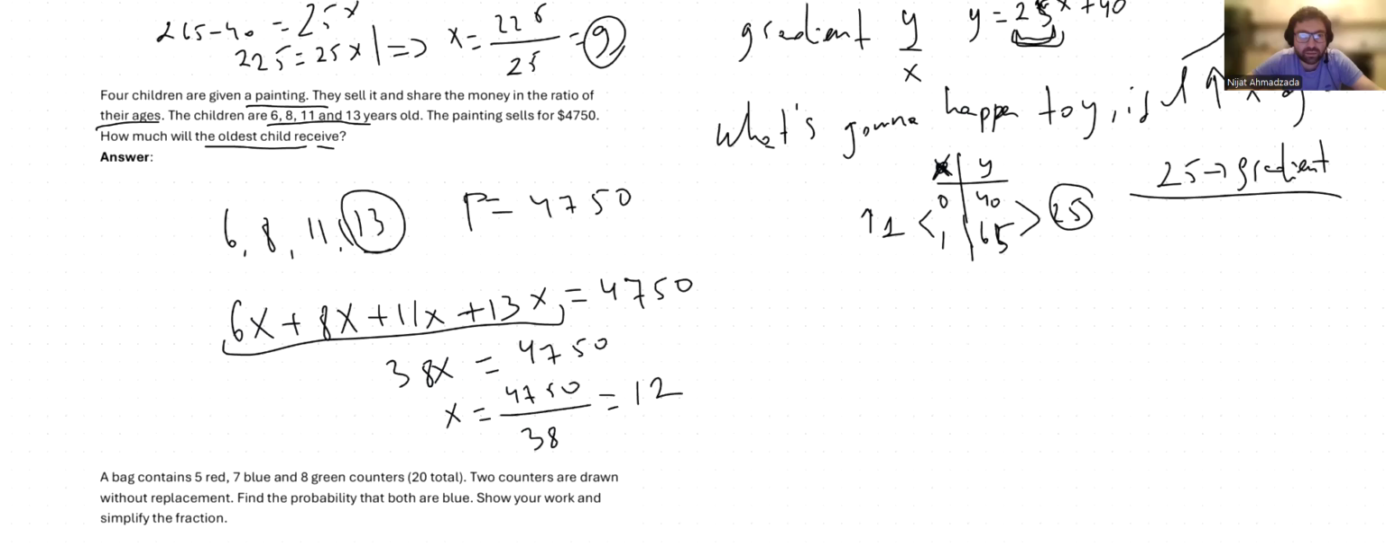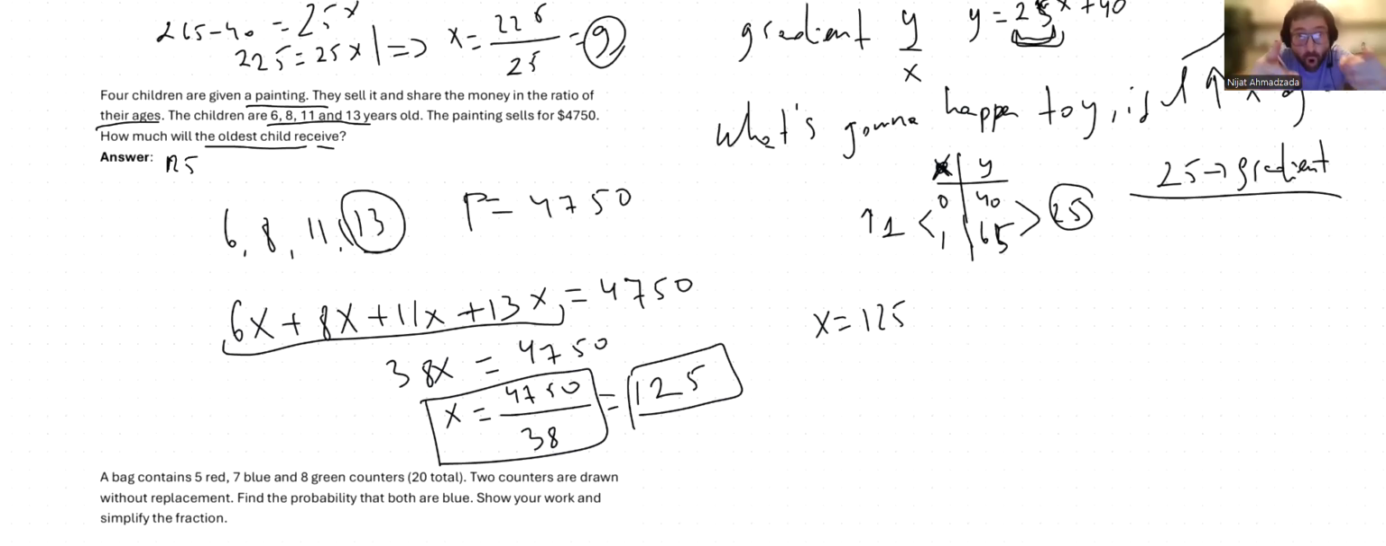Then 100 and what 190 over 30, okay, 5. 125 is x. I may make some calculation mistakes, but this is the method. Okay, so x is equal to 125, so the answer is 125, right? No, because we are asking about how much will the oldest child get, right? Oldest child is 13 years old, so he or she will get 13 times x. So 13 times x is equal to 125 times 13.